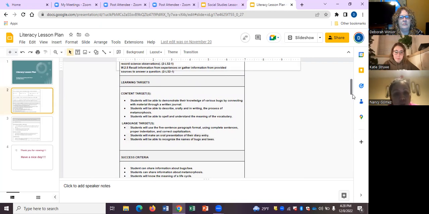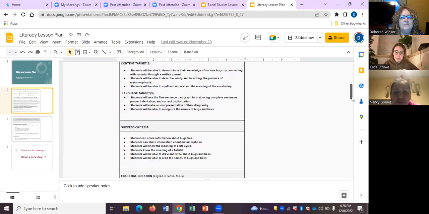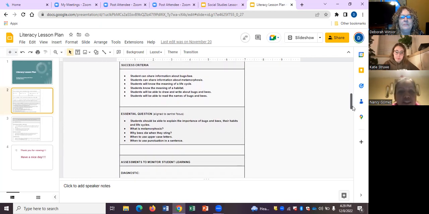The language target is that students will use the 5-sentence paragraph format using proper indentation in all the points that we have right there. Success criteria: the students can share information about bugs and bees, students can share information about metamorphosis, and students will know the meaning of a life cycle.